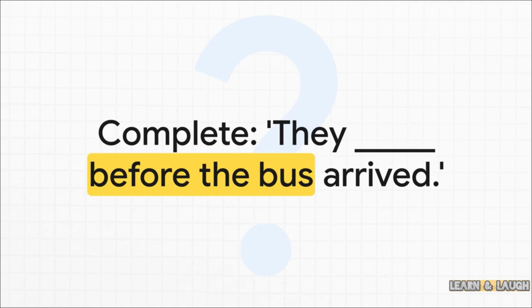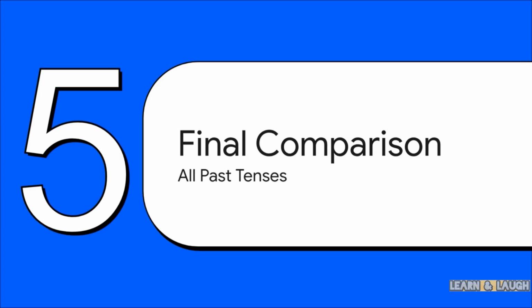Let's test your knowledge one last time. Complete this sentence for me. They blank for an hour before the bus arrived. Use the past perfect continuous and think about that formula we just looked at. The answer is, they had been waiting for an hour. Excellent. And finally, Section 5, our final comparison, where we put all the past tenses side by side.